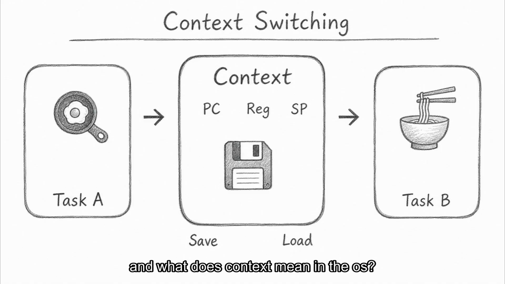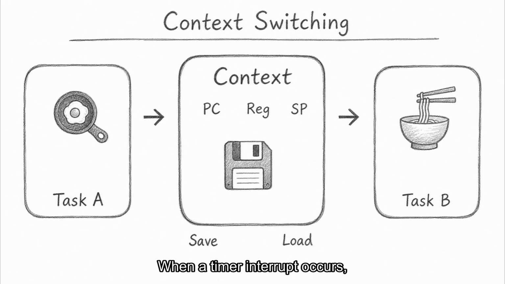And what does context mean in the OS? Context means the information of the currently loading task. It's like the program counter, register values, and stack pointer. Then it restores the same kind of information for the next one.